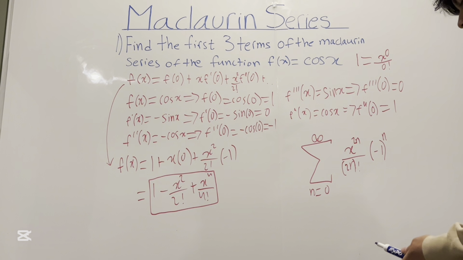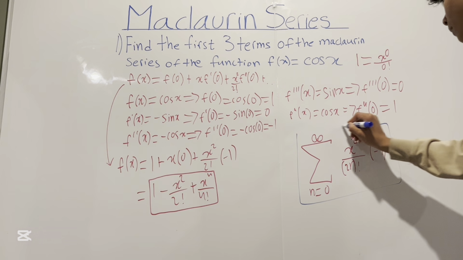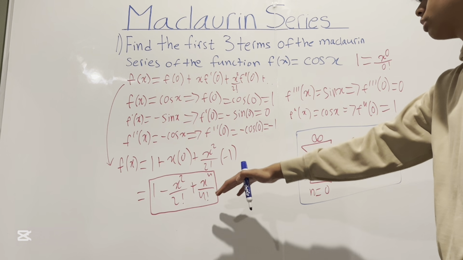So this is our power series for the function. And then this is the first three terms of cosine x.